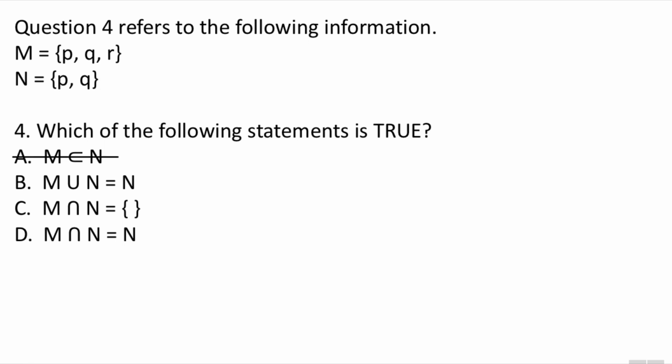Now, guys, B says M union N is equal to N. So let's list the elements of M union N, and then we can compare it to N. The union, guys, is really just combining the two sets, and we don't need to repeat elements. So M union N is equal to P, Q, and R. All I did was combine the elements in M and N without repeating.